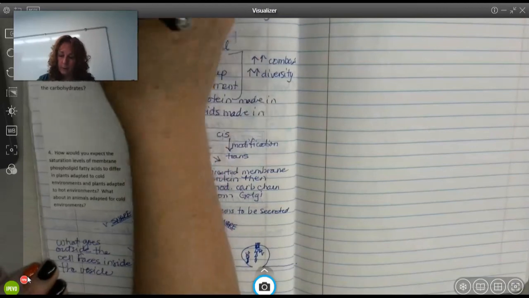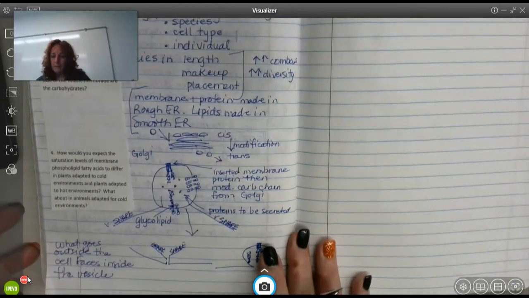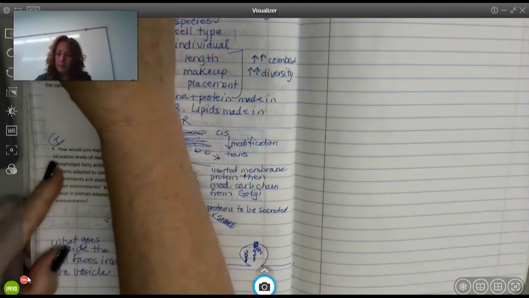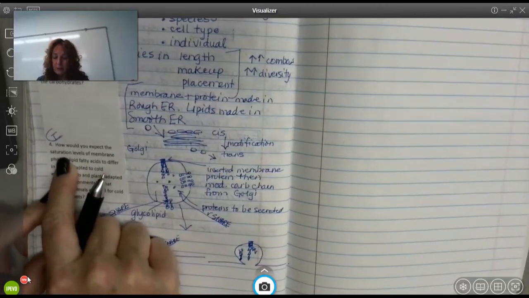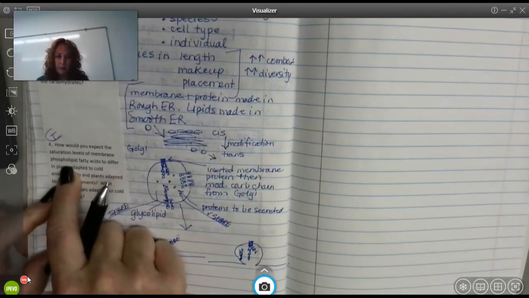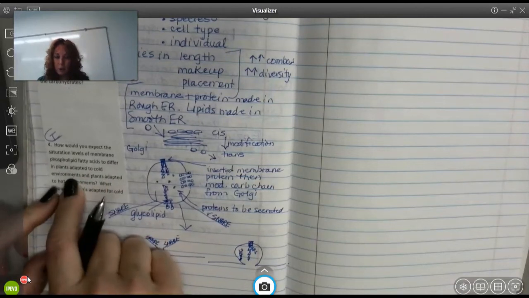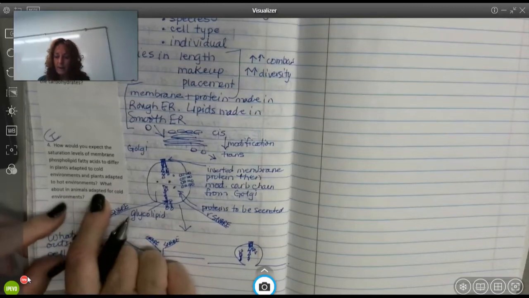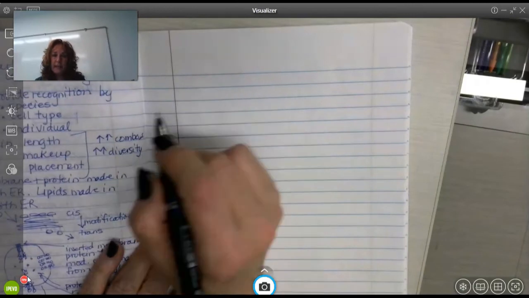So, this is 3. 4 is a test question. So it's 3, really, but for sure this is on there. How would you expect saturation levels of membrane phospholipid fatty acids to differ in plants that are adapted to cold environments and plants adapted to hot environments? What about animals adapted for cold environments? So what they're saying is this.